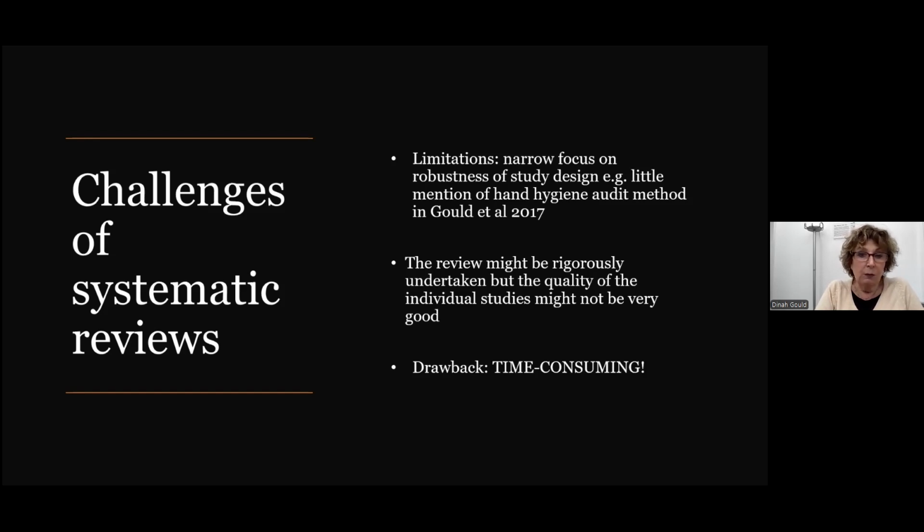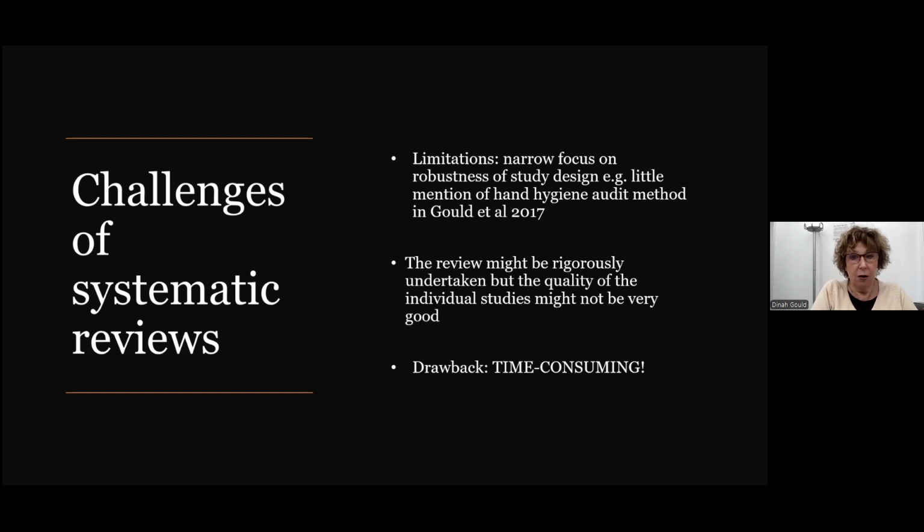And the other thing about systematic reviews is a review might be undertaken absolutely rigorously, absolutely perfectly well, but the quality of the individual studies themselves might not be very good. The first time that we did the hand hygiene review, which was in 2007, it's a long time ago, there were only 2 studies that were good enough to be included in all the wide world. In 2009, there were 4 studies that were good enough, and they still weren't very good. And in 2017, I think we looked at over 4,000 papers.